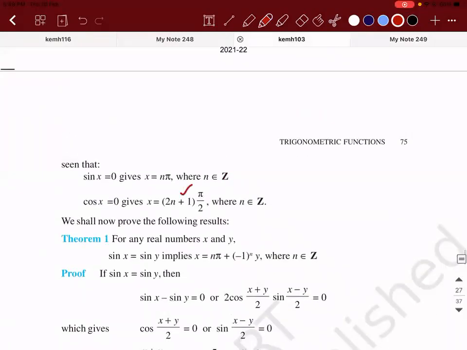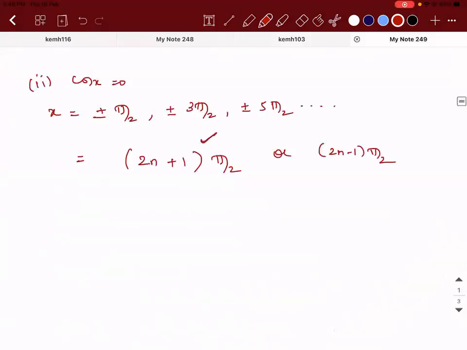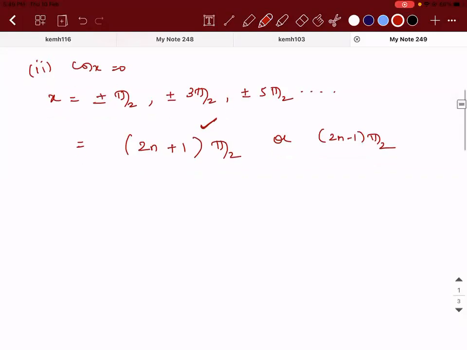They use 2n plus 1, but remember that you can write 2n minus 1 also. There is no harm in it. Why is it so? Because 2n is an even number, and if you add 1 or subtract 1, it is still an odd number. Third, the simplest trigonometric function: if tan x is equal to 0, what is going to be the general solution for it?